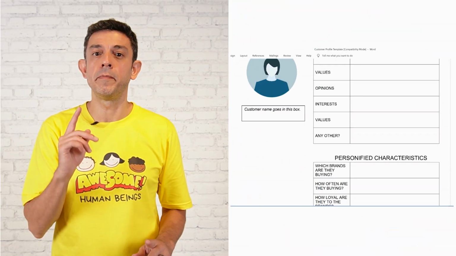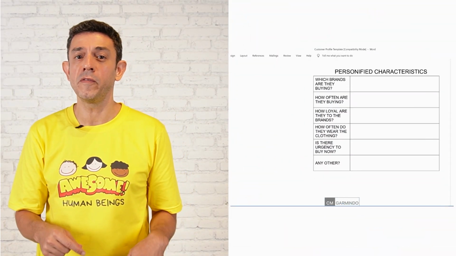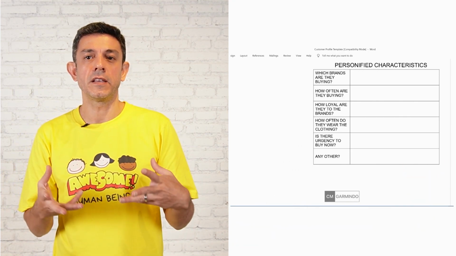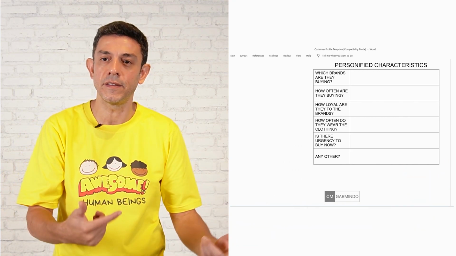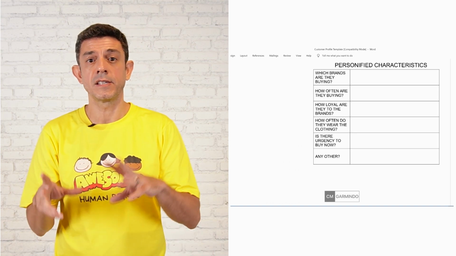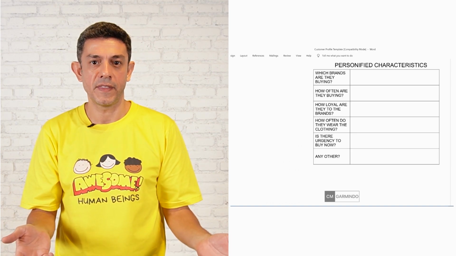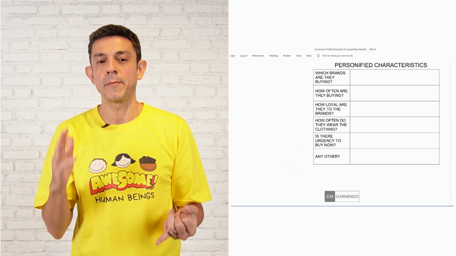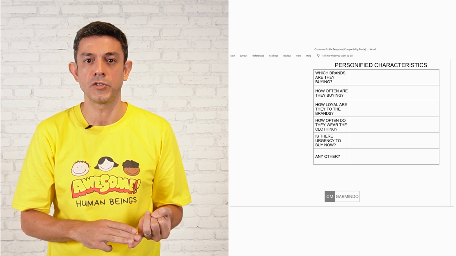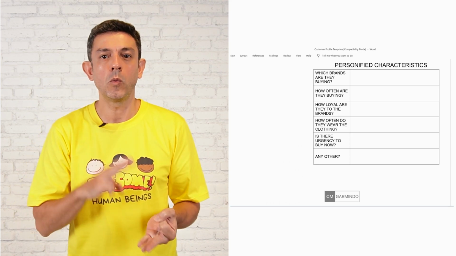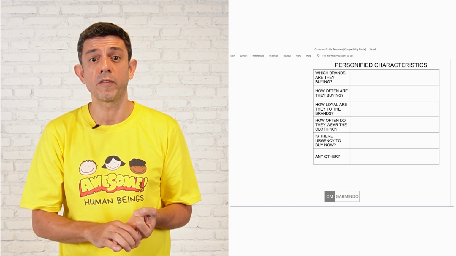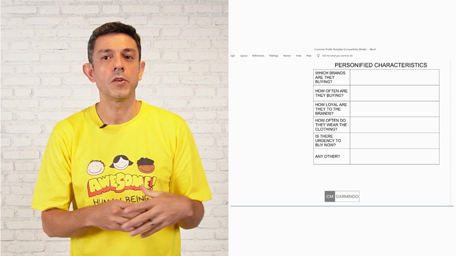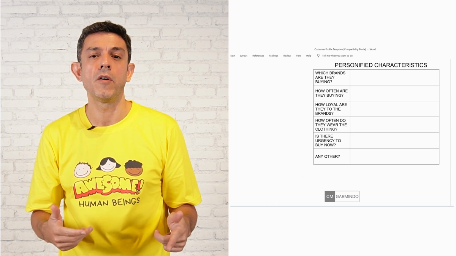And the final, fourth, but really crucial element of the customer profile is something that we call personified characteristics. Now, this is actually how your ideal customer behaves around or toward the brands and the clothing that they actually purchase. So there are some questions you want to ask yourself at this stage. For example, how loyal are those customers to specific brands or businesses? Which brands are they purchasing more frequently? How often do they plan on wearing the clothing that you sell? And also whether there's any urgency to buy right now.